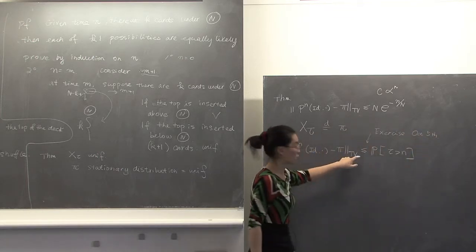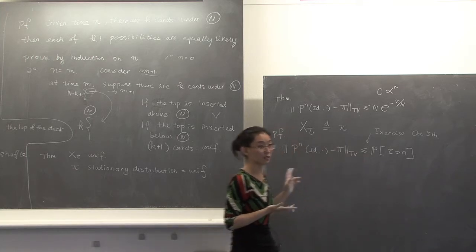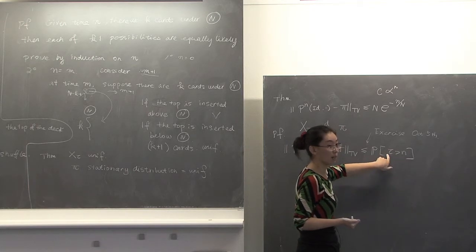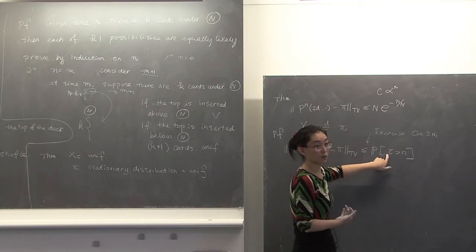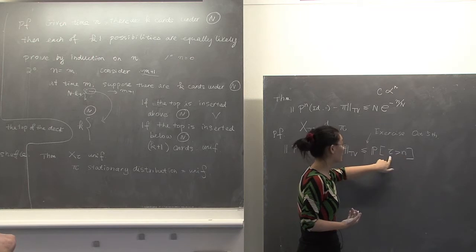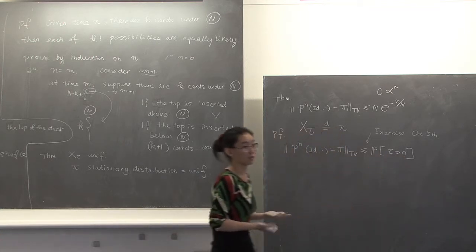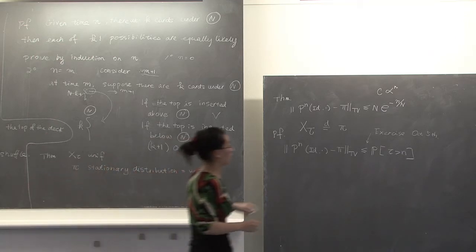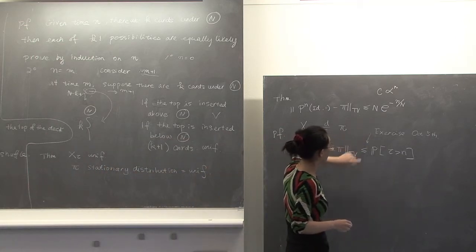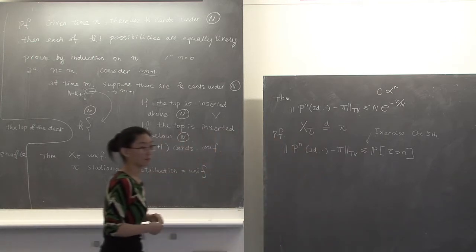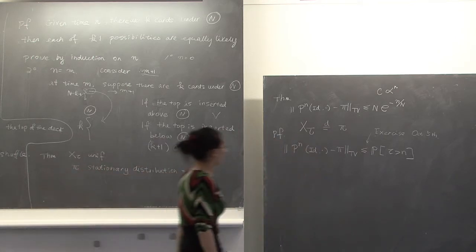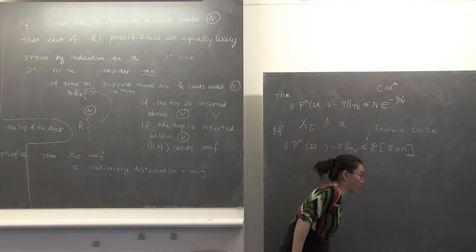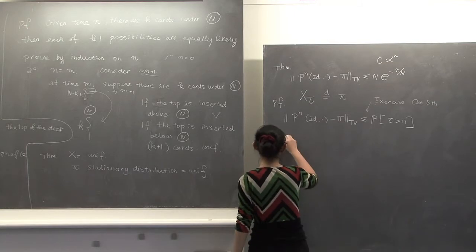So why this is true is not trivial, but the rough idea is clear, because it just tells us if n is greater than tau, then it is already uniform. But if n is less than tau, then there is still distance between the two random variables. You will see how to show this in the exercise next week. Okay, so the total variation distance is bounded by the probability that tau is greater than n. So now we need to derive the law of tau.